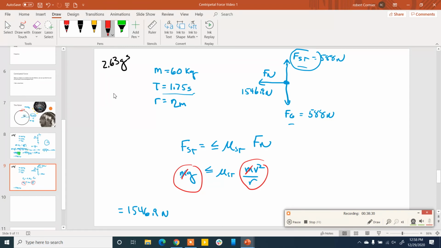Now, I'm going to go back and do it this way just to save a little time. So this is 588 less than or equal to mu static, the coefficient of static friction, times 1546.9 newtons. So 588 newtons divided by 1546.9 newtons equals the coefficient of static friction, which is good. It doesn't equal, it's less than or equal to. So this gives me the minimum value of it.